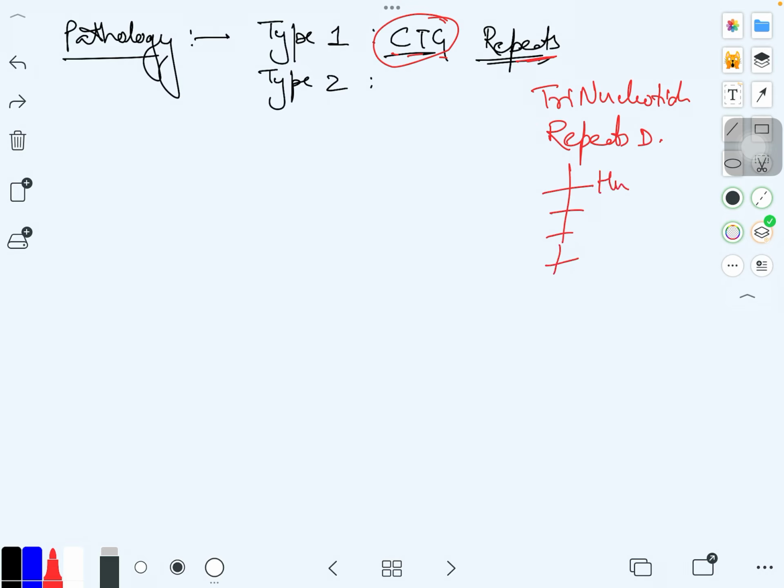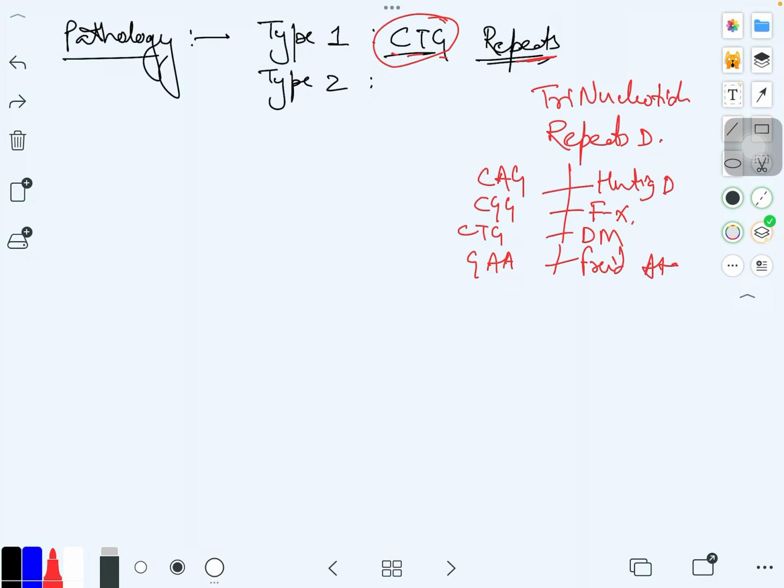We were done with Huntington's disease, then there was Fragile X syndrome, then we had myotonic dystrophy, and lastly we had Friedreich ataxia. In Huntington disease there were CAG repeats, in Fragile X there will be CGG repeats, in myotonic dystrophy there is CTG in type 1, there's also type 2, and lastly Friedreich's ataxia, which is GAA.